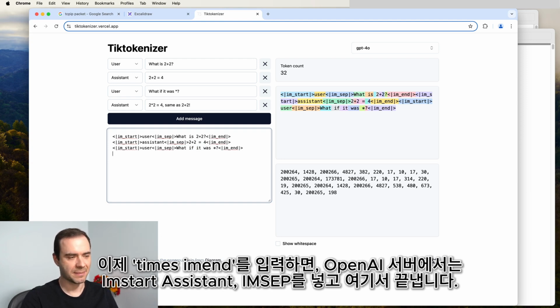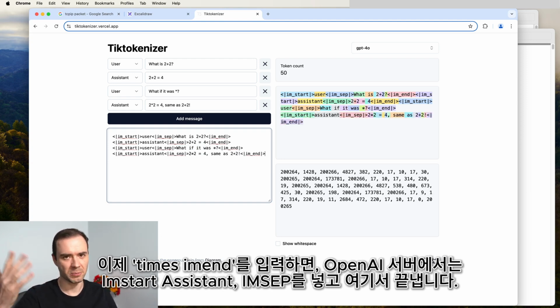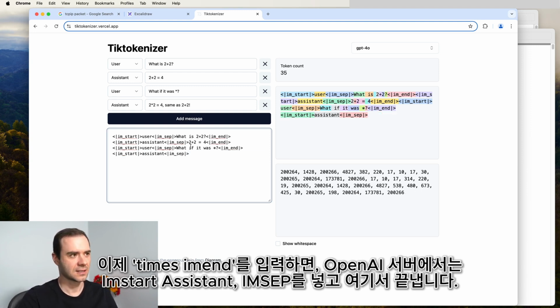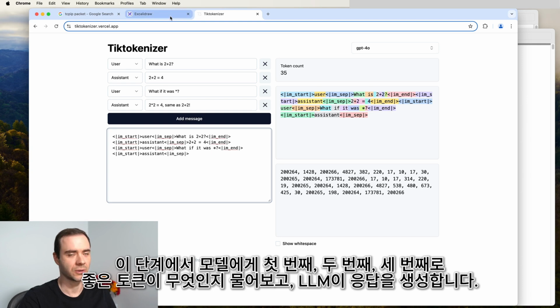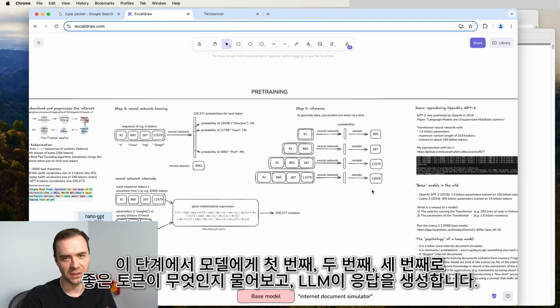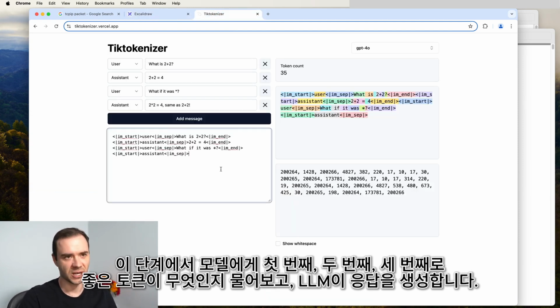What basically ends up happening on the servers of OpenAI or something like that is they put in IM_start, assistant, IM_sep, and this is where they end it, right here. So they construct this context, and now they start sampling from the model. It's at this stage that they will go to the model and say, okay, what is a good first token? What is a good second token? What is a good third token? And this is where the LLM takes over and creates a response.